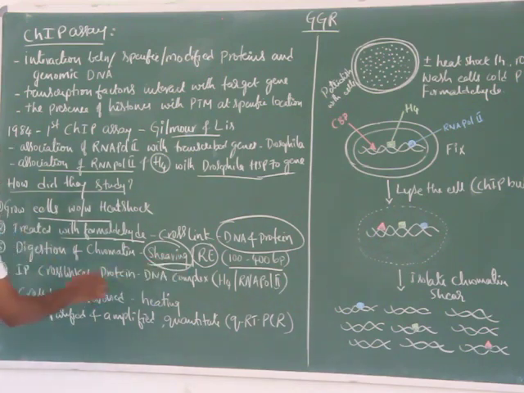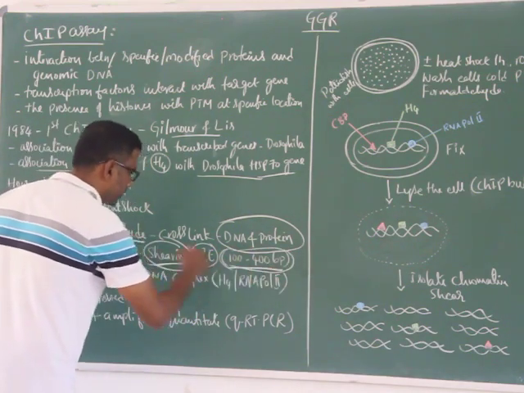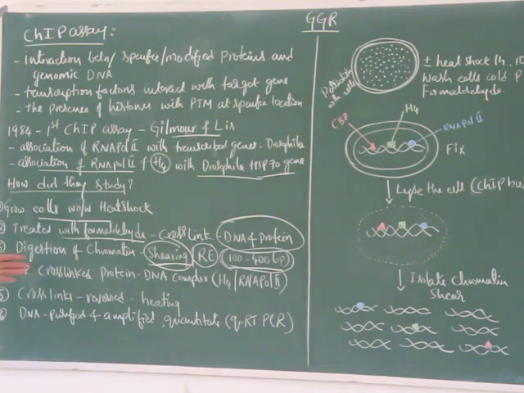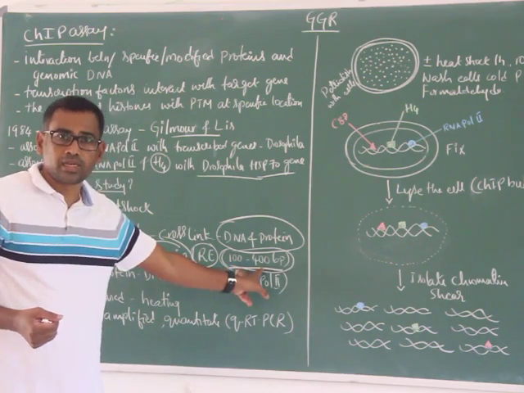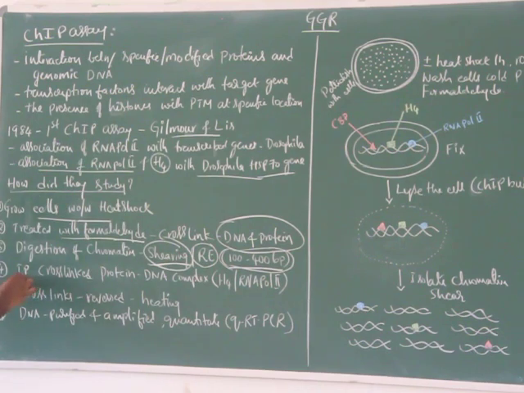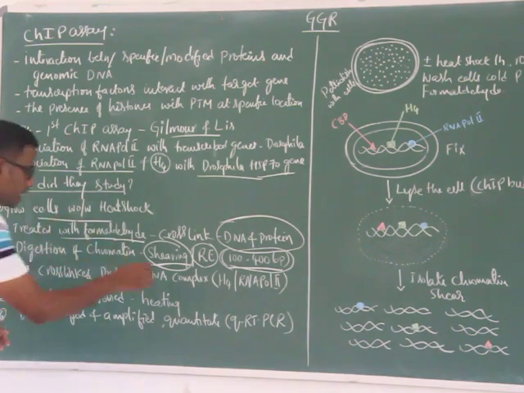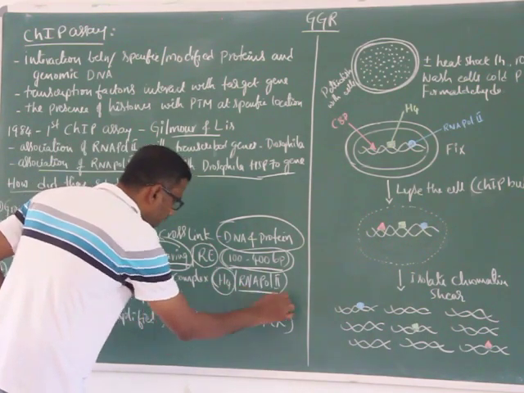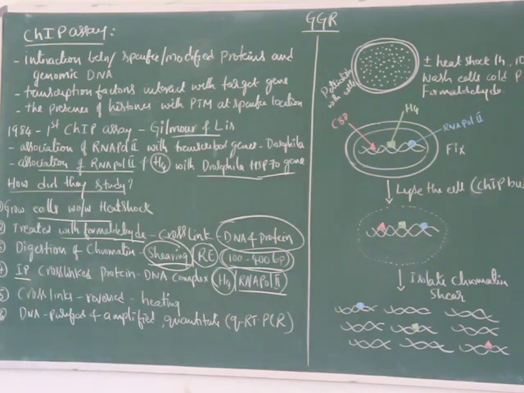Then once the chromatin is digested to this length, right? This step you have to standardize. So how many pulses you have to use to get the chromatin size in this range. That you have to standardize, right? Then you are going to immunoprecipitate the cross-linked protein and DNA complex with specific antibodies. In their experiment, they used H4 antibodies and RNA polymerase II antibodies.